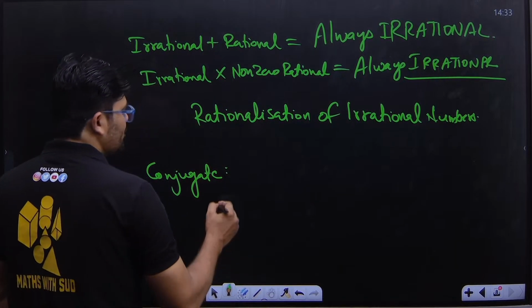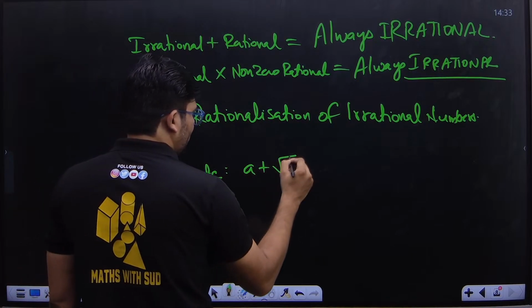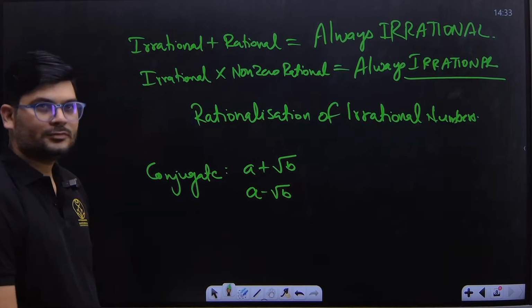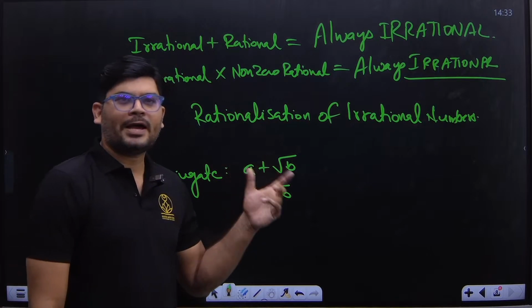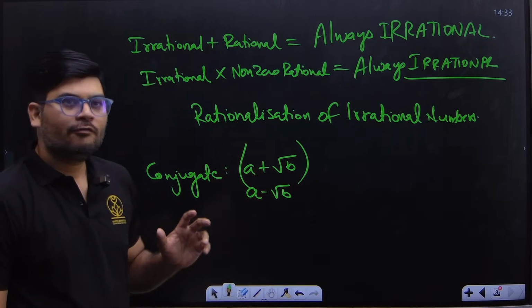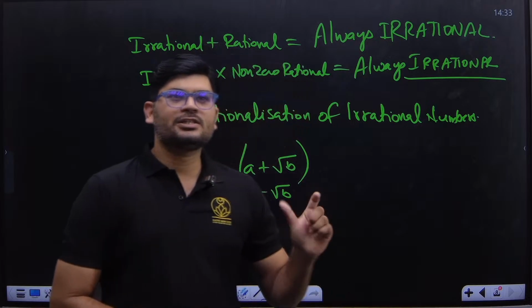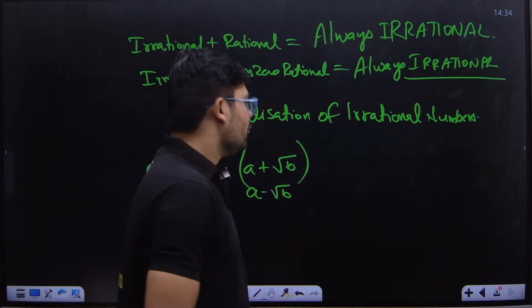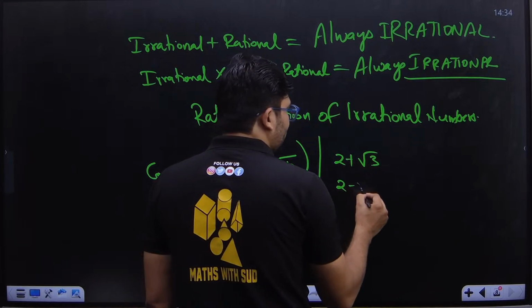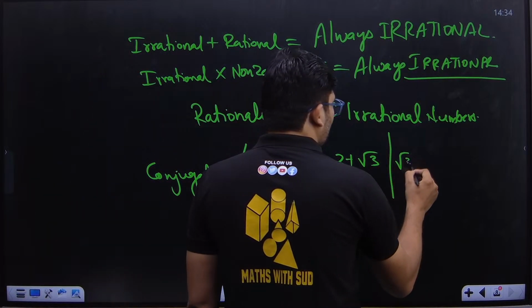So conjugate means, suppose I write a number a plus under root b, so the conjugate will be a minus under root b. It is applicable for binomial terms. Binomial means it is having only two terms. For two different terms, we can just change the sign of any of those two terms. For example, if I write 2 plus root 3, the conjugate of this number will be 2 minus root 3, or it can also be root 3 minus 2.